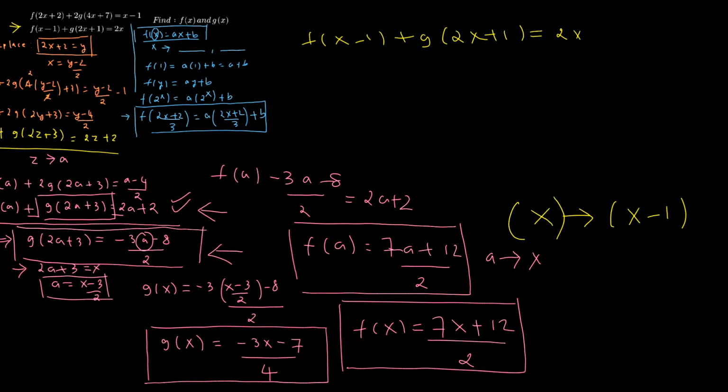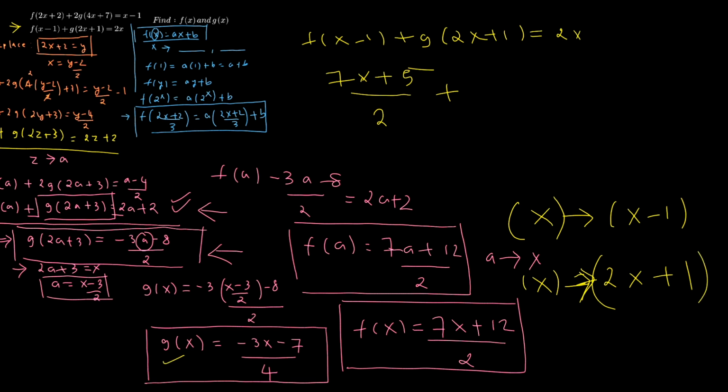According to the pattern of the function f, this thing will turn out to be 7 times (x minus 1 plus 12), and that is going to be 7 times (x plus 5), divided by 2 in the denominator, added with g of 2x plus 1. Now the pattern for the function g is over here. In that I will replace the variable x with 2x plus 1. We are not equating, we are just replacing the variable x with 2x plus 1. So according to the pattern of the function g, the value of g of 2x plus 1 will turn out to be (negative 3 times (2x plus 1) minus 7) divided by 4. And when you simplify this thing, you will get (negative 3 times x negative 5) divided by 2.